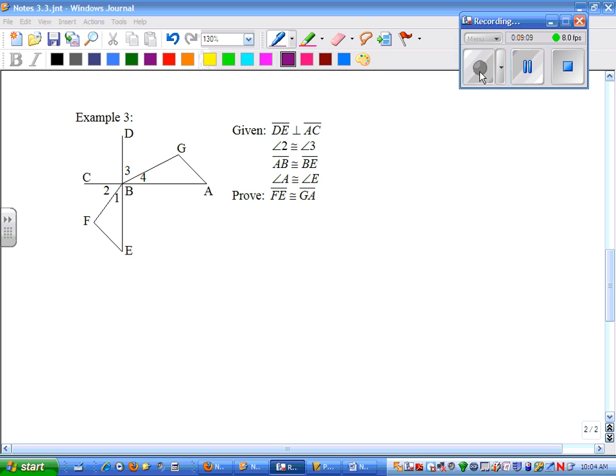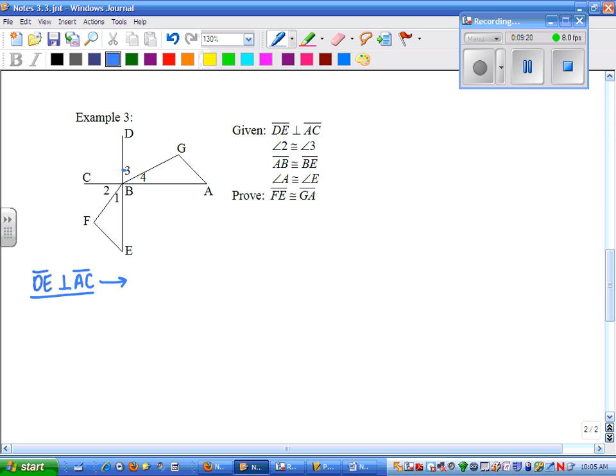All right, last proof. They have given us that DE is perpendicular to AC, so go ahead and write down your given. Okay, remember perpendicular means that they're going to be right angles here. That's not really going to quite help us because the right angles are not parts of the triangle. So let's just mention it. Angle DBA is a right angle, and same with angle CBE. Okay, if they're both right angles, I can say they're congruent. Angle DBA is congruent to angle CBE.